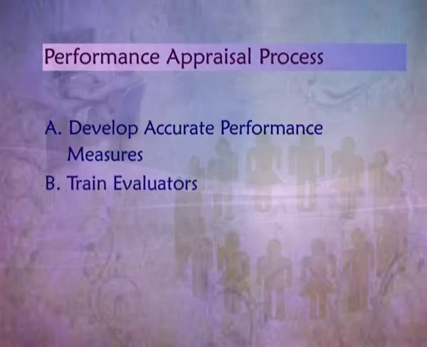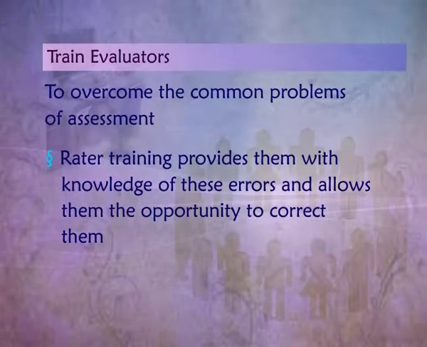Train evaluators. Train evaluators to overcome the common problems of assessment. Simply through the process of training, many of the common problems are mitigated if not eliminated. Once evaluators become aware that the common errors occur with some regularity, they almost immediately begin to evaluate such errors and guard against them. Even the bias and stereotyping errors may be mitigated through the rater training process. Most of the employees want to do a good job, and once they know that an error is being committed, they will make attempts to correct that error. So, rater training provides them with knowledge of these errors and allows them the opportunity to correct them.